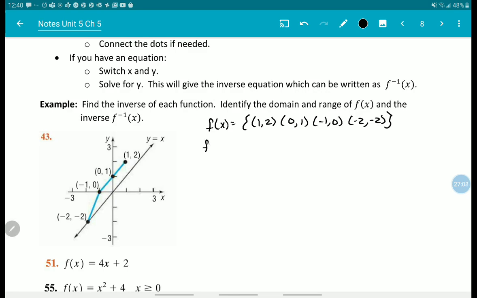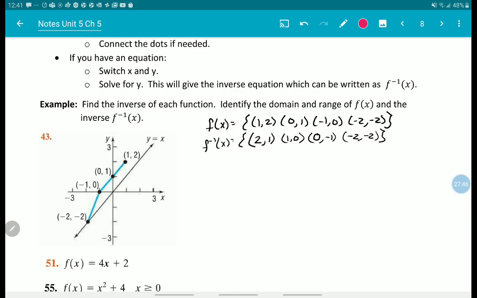So to find the inverse function, we are literally going to switch the x and y coordinates for each ordered pair. The x coordinate is 1, the y coordinate is 2. Our new point on the inverse is going to be (2, 1). The point (0, 1) changes to (1, 0). The point (-1, 0) changes to (0, -1). The point (-2, -2) changes to (-2, -2). So that's our inverse function. It's just a set of points.